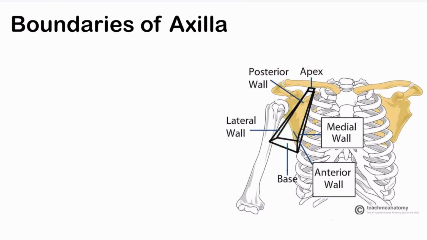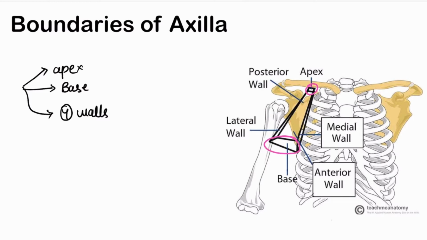Axilla is just like a pyramid. As we see here in the diagram, this is the pyramid here. This axilla looks like a pyramid, which contains an apex, a base, and four walls. Let us see in the diagram. This is the apex here, and this is the base, and we can see the four walls in the diagram.